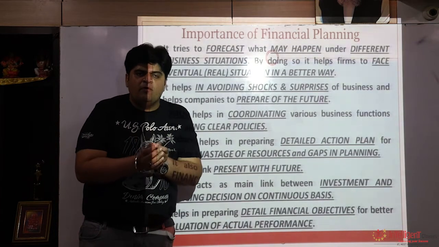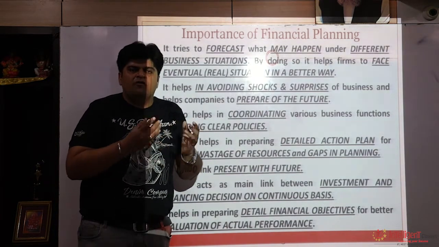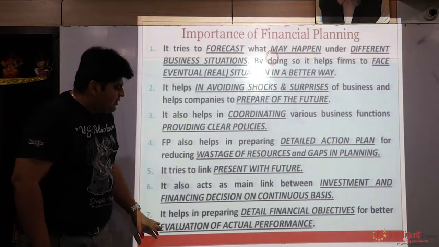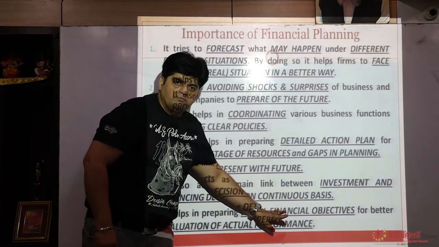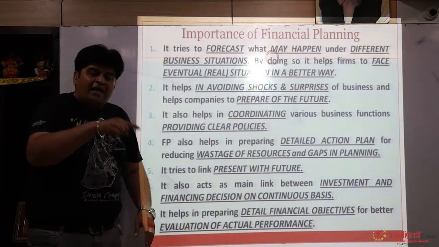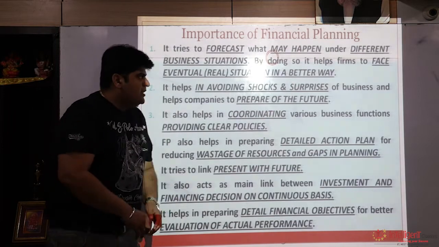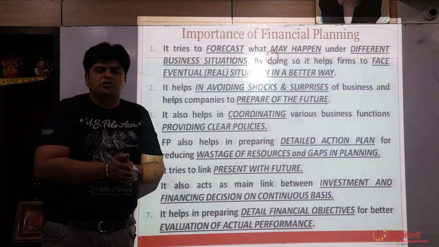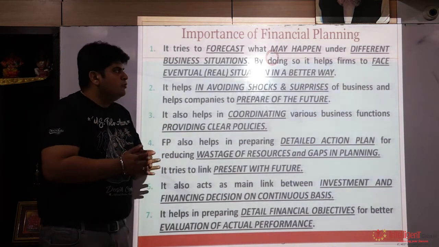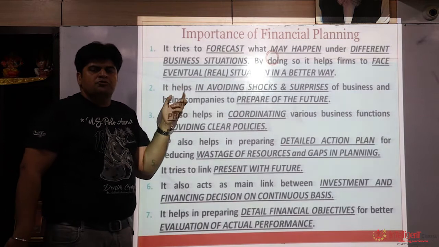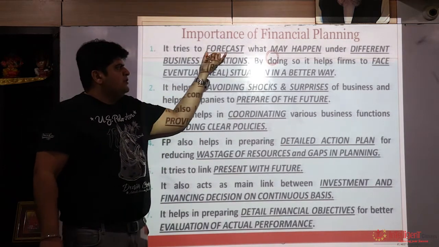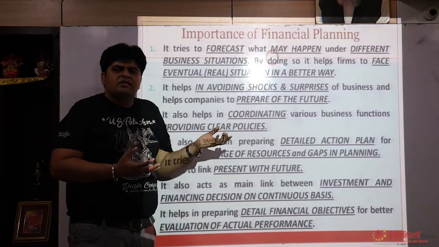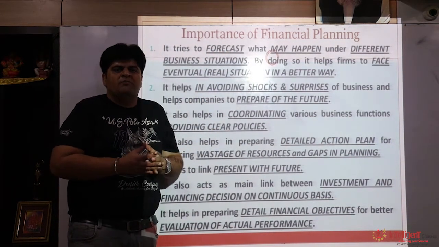Because if we have actual performance in our hand, but we do not have any kind of objective, then the comparison does not serve any purpose. So financial planning is actually acting as a detailed financial objective so that evaluation of actual performance becomes easier. Hence we conclude the entire learning of the importance of financial planning, which is a very important question from the board's perspective. I would like to highlight the words you should remember while learning this question. Financial planning helps in forecasting what may happen under different business situations and helps a business organization face eventual situations in a better way.